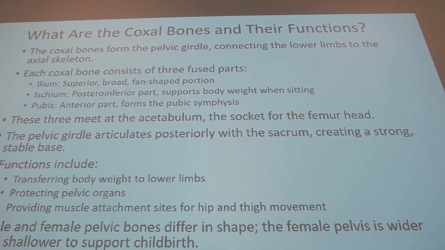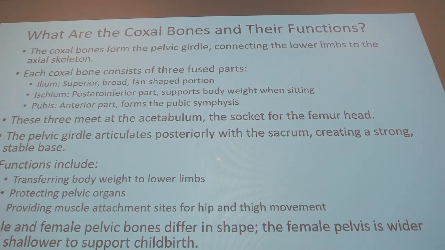So the functions of the pelvic girdle will be to transfer the body weight to the lower limbs, in this case to the femur first, and then to protect the pelvic organs. In females, these include the uterus, fallopian tubes, and the ovaries. Plus, of course, in both genders, the urinary bladder and the lower part of the intestines, which includes the sigmoid colon, anus, rectum, etc.